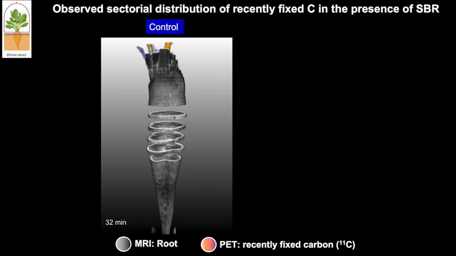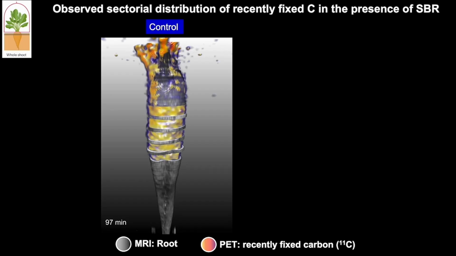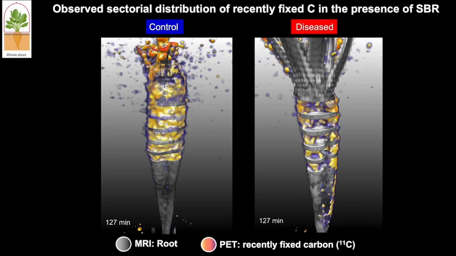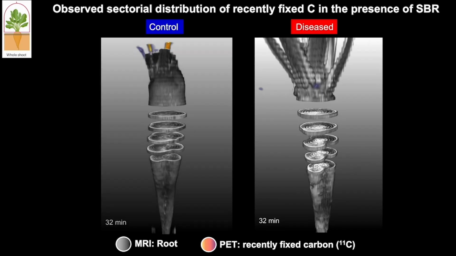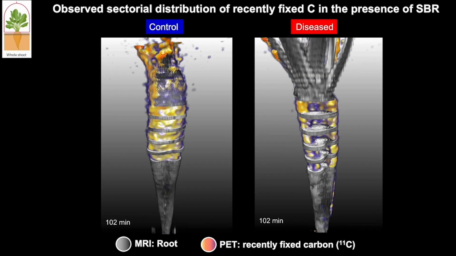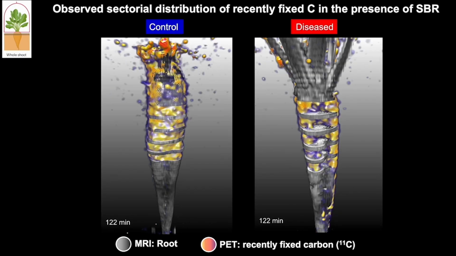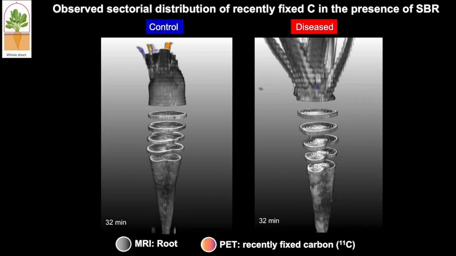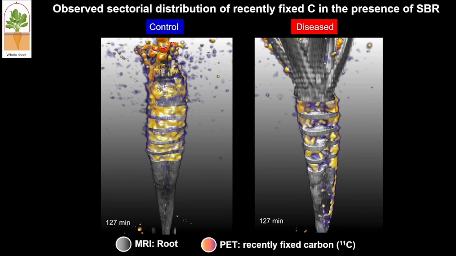But for the disease samples, we observe a pattern of sectoriality in resource distribution, where part of the taproot receives little to no photoassimilates. And I will have to clarify that this part that received little to no photoassimilate was in congruence with the sectors that showed altered structural organization per the MRI modality. So from this, we have an indication of a form of sectoriality in resource distribution following SBR disease incidence in sugar beet taproot.